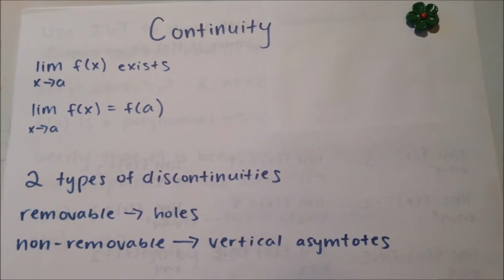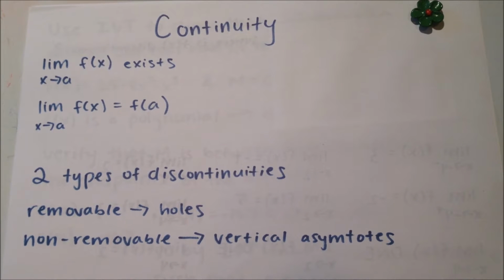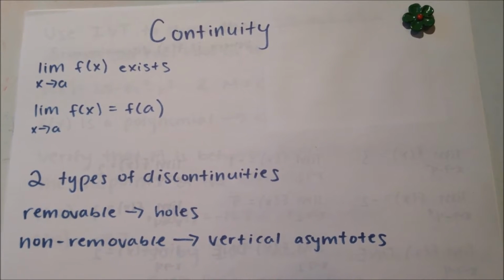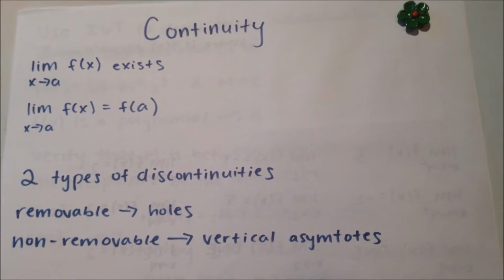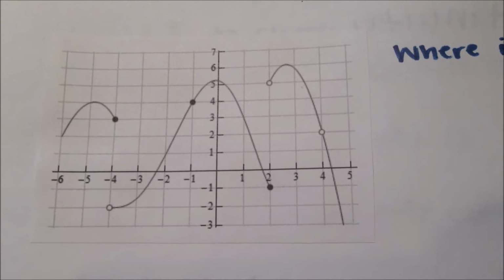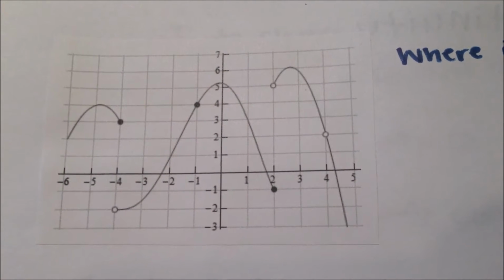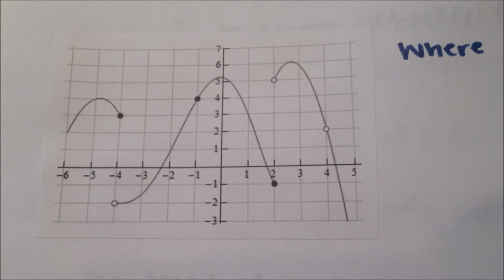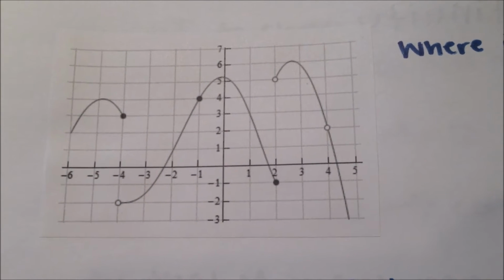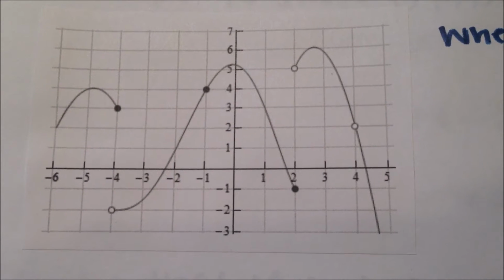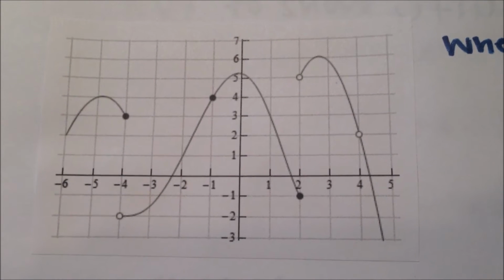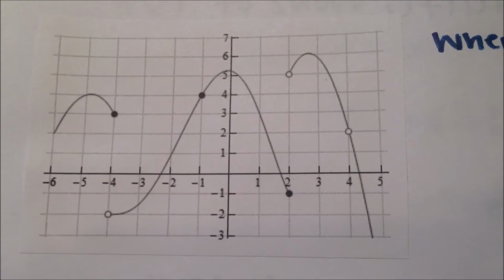Common mistakes for determining continuity usually come from a person forgetting the criteria for continuity, that the limit of x approaching a of f of x must exist, and that limit must equal f of a. For example, if you look at this graph at x equals 4, the limit exists, but the limit of x approaching 4 does not equal f of 4. Also, the student might confuse continuity, the existence of the limit, and differentiability because the criteria for each of these are different.